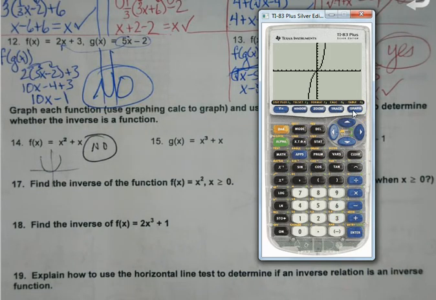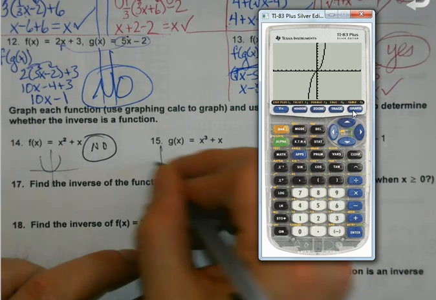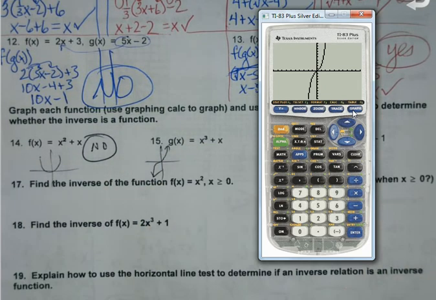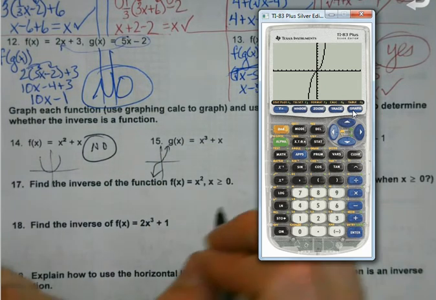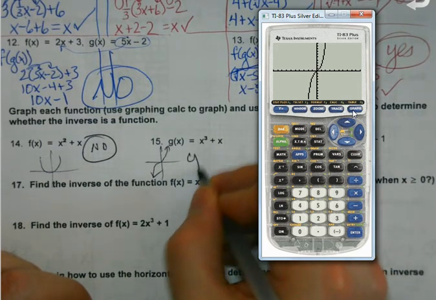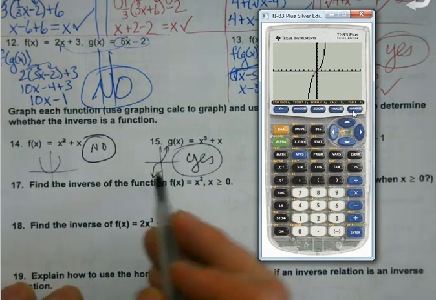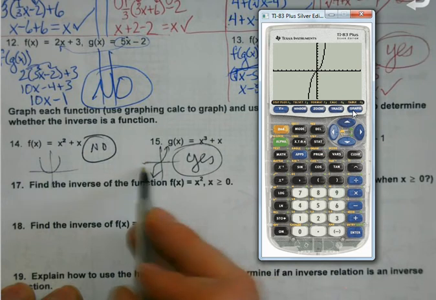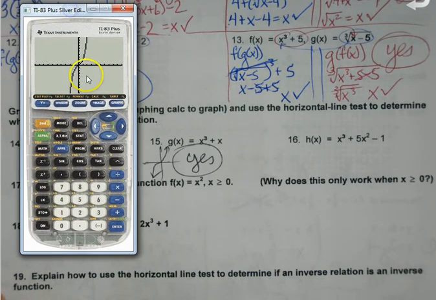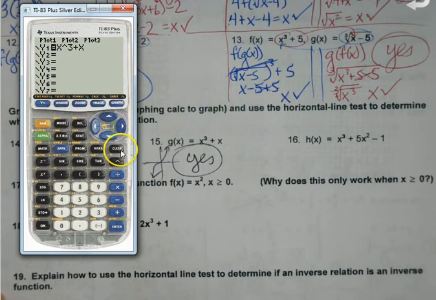Okay, let's see here. Horizontal line test, what say you? Because anywhere I put a horizontal line through here, it's only going to be going through one point on my graph. So if you're ever in doubt with one that you do, this is a quick way that you can double check.